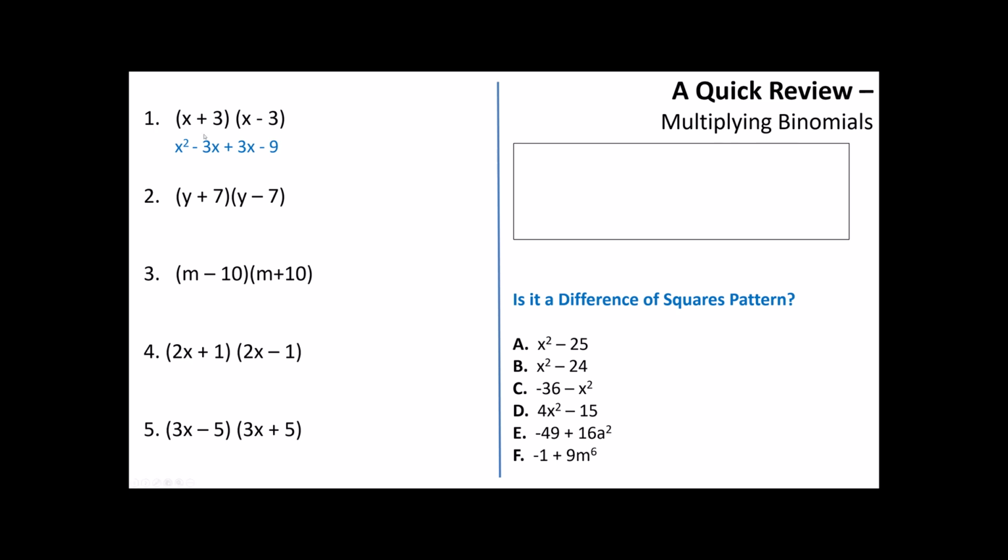And then we notice something very important. Notice that the middle terms are opposites of one another. That's because what was in these parentheses was exactly the same, except one had a plus sign and one had a minus sign. That's going to cause these middle terms to become 0x. And so what I end up with is x squared minus 9.